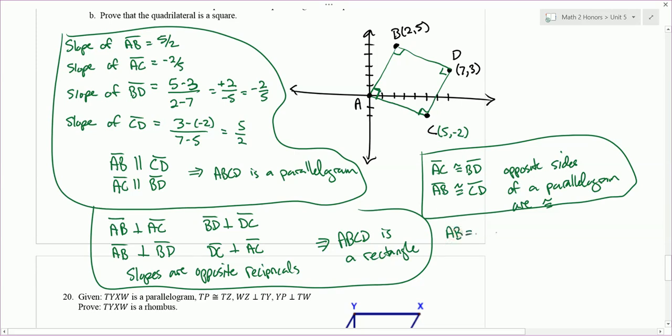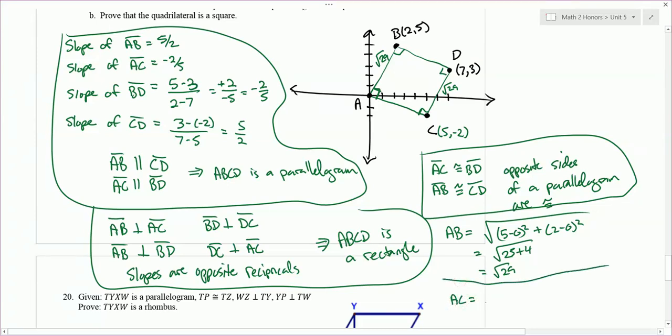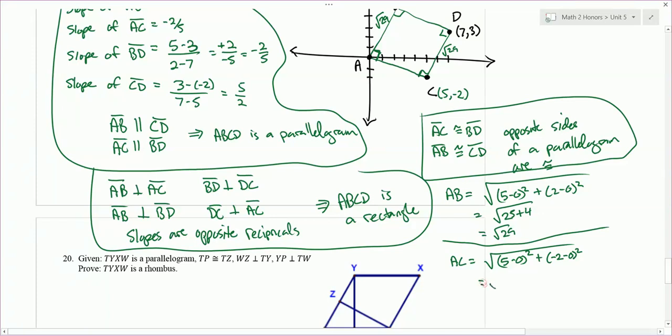So AB, using the distance formula, is going to be the square root of 5 minus 0 squared plus 2 minus 0 squared, which is the square root of 25 plus 4, which is the square root of 29. Also, because it's a parallelogram, we know that CD is also the square root of 29. And now let's go after AC. AC is the square root of 5 minus 0 squared plus negative 2 minus 0 squared, which is the square root of 25 plus 4, which is the square root of 29.